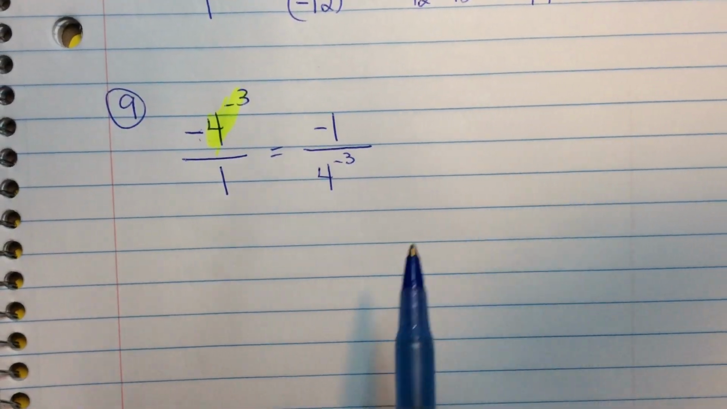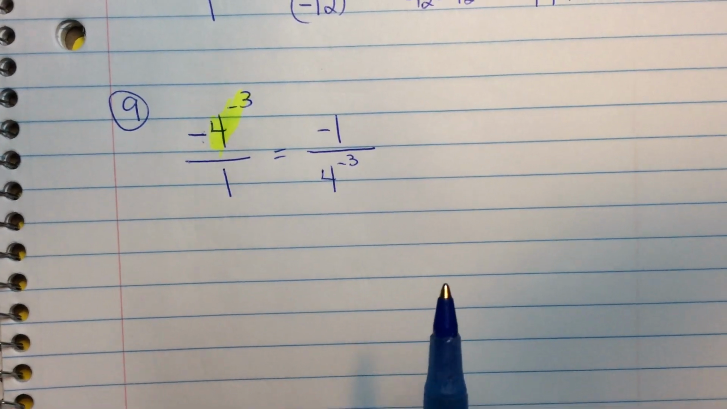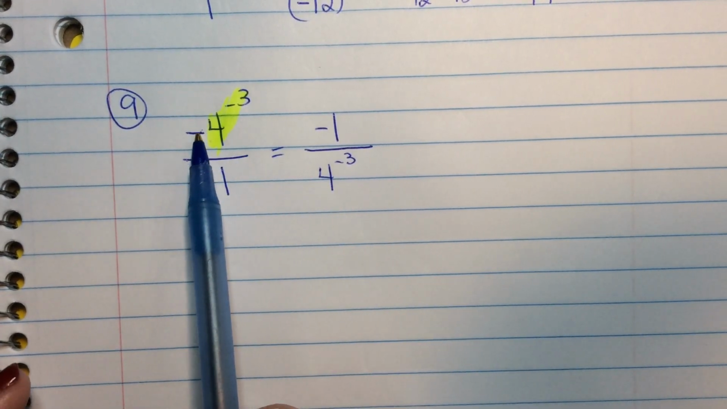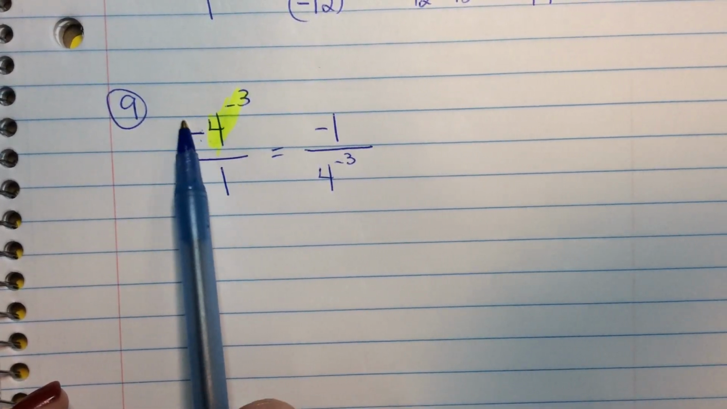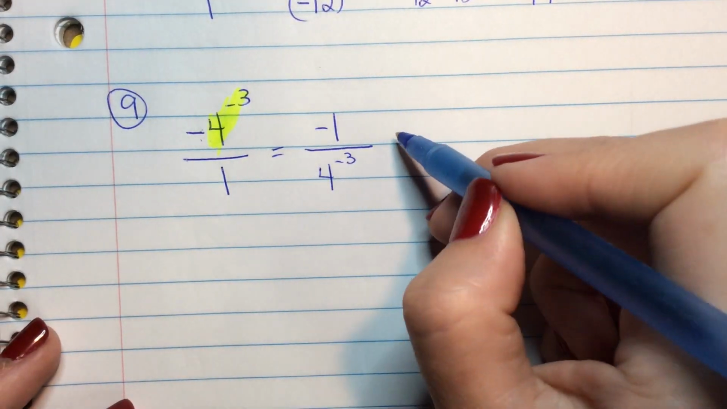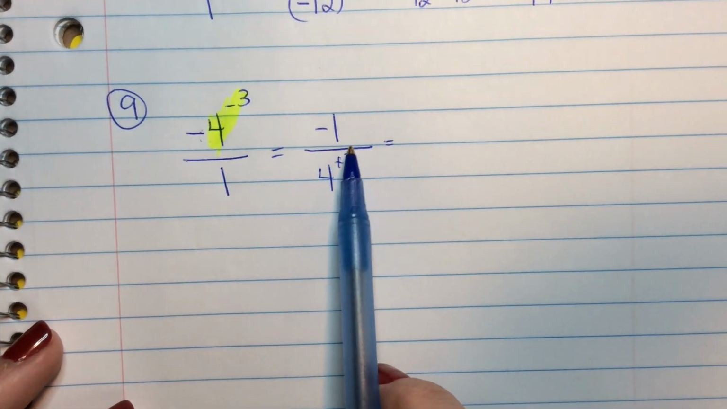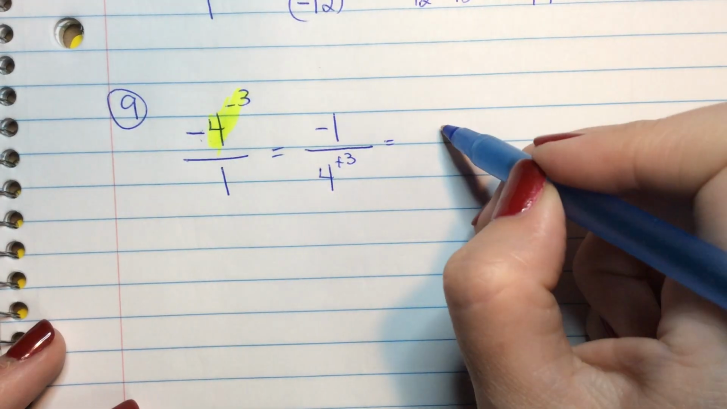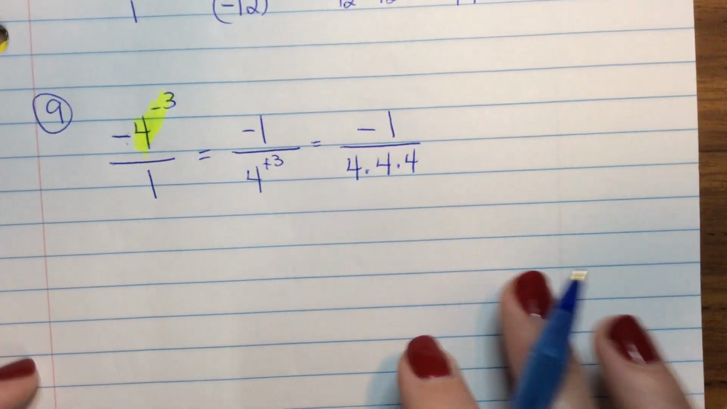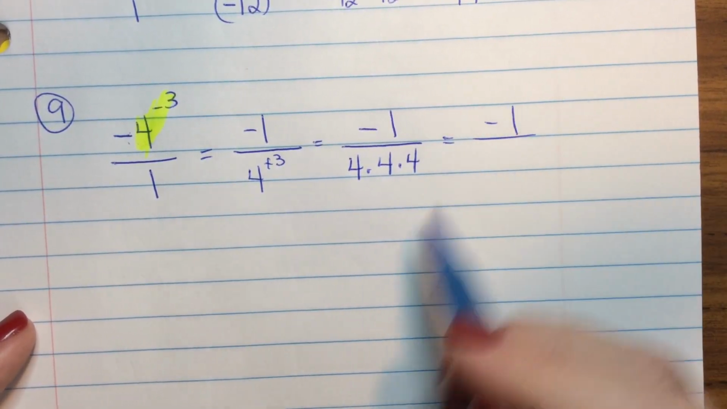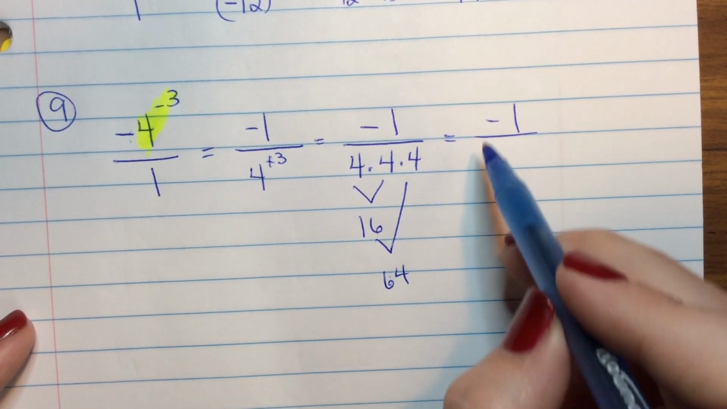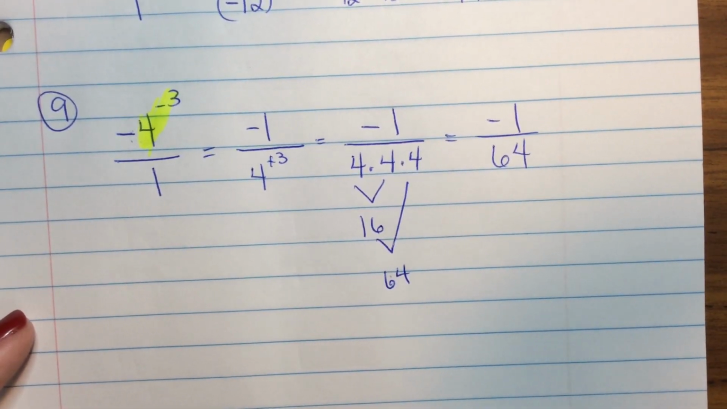Now that might be confusing, but think about it for a second. Only things that are in parentheses are being raised to the whole power. If it's not in parentheses, then this is actually a separate number. Only the 4 is being raised to the negative 3rd power. Whoops. When I rewrite it, I need to change it to a positive 3. So I have negative 1 over 4 times 4 times 4. And 4 times 4 is 16, and 16 times 4 is 64. So I have 64 in my denominator.